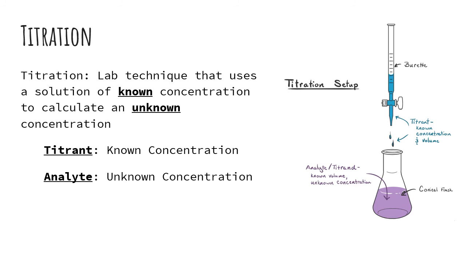For all titrations, we have two parts. We have the titrant, which is the thing with known concentration, and we have the analyte, which is the thing with unknown concentration. Typically the analyte is going to be in a flask, and the titrant is going to be in something called a burette. A burette is a piece of glassware that measures volume very precisely. It allows you to open and close this little switch here. When you open it, the liquid will come out. When you close it, it will stop.